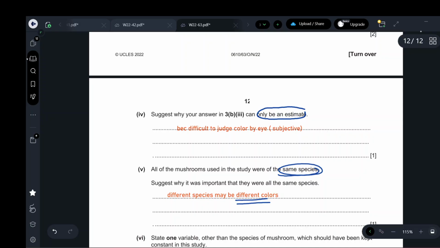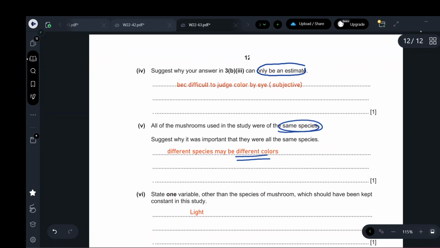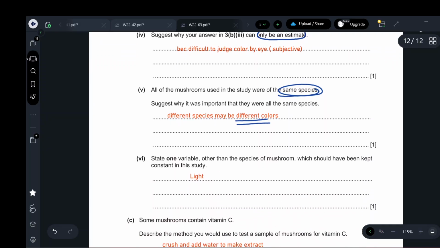One variable other than the species that should be kept constant. I'm changing the temperature. Any other thing should be constant: the amount of water, pH of the soil, light, nutrients in the soil, humidity. Anything else that affects the growth of the fungus should be the same.